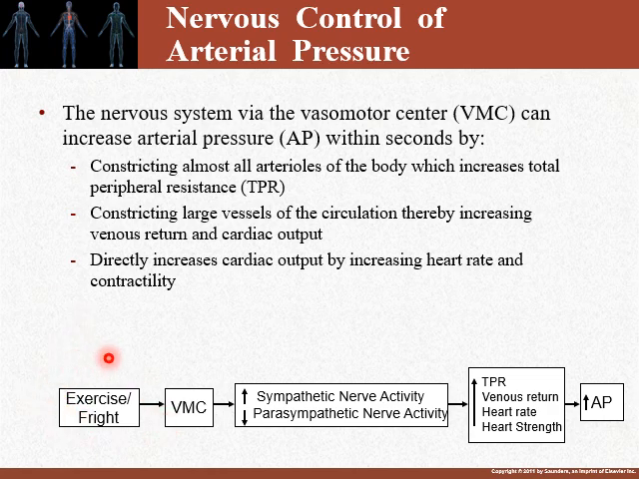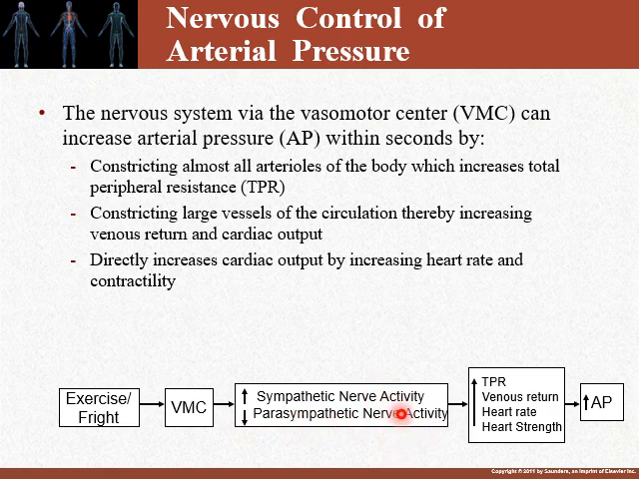So let's summarize this. Sometimes sympathetic stimulation that is strong ممكن تكون in exercise or fright. Then هدول two situations mainly will induce the vasoconstrictor center of the vasomotor center, which will increase sympathetic nerve activity and will reduce parasympathetic nerve activity.